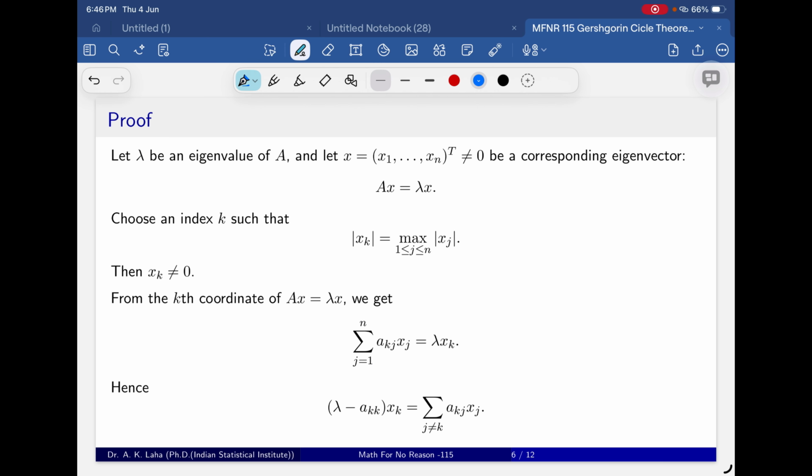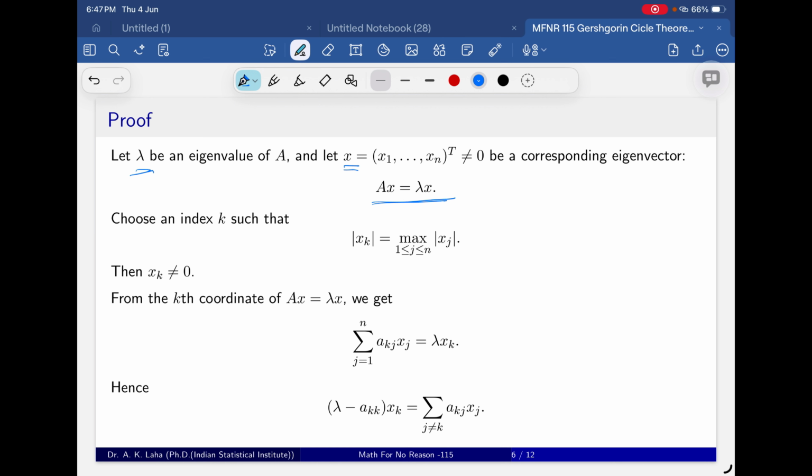To prove this result, we first take an eigenvalue lambda and let x be its eigenvector, and therefore we have Ax equal to lambda x. Now we choose an index k for which the modulus is the largest. So mod xk is such that it has the largest modulus among all the entries of x. Since x is non-zero, this xk is definitely not 0.